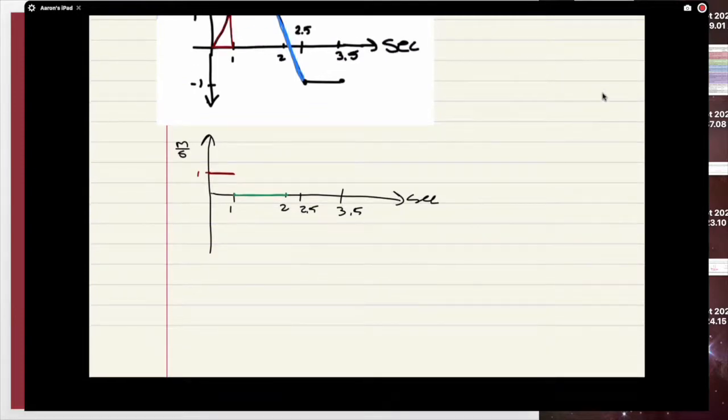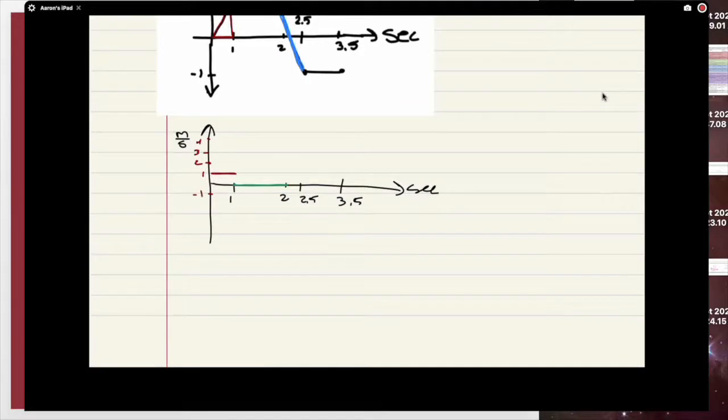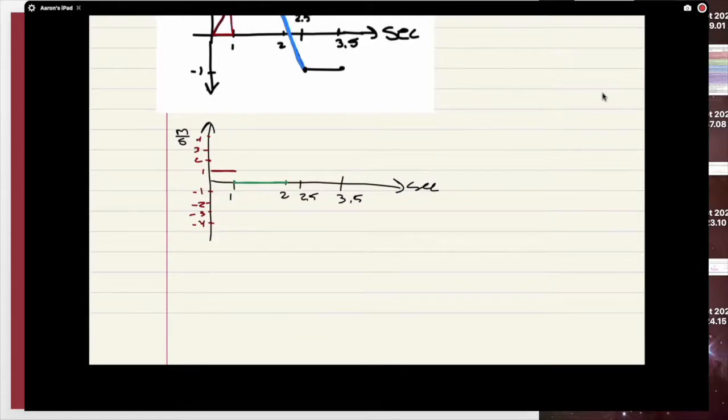So in that case, let's see, if that was 1, I shouldn't have separated this so far, if we want to be accurate. So let's call this 1. So then this is 2, 3, 4. So then this is -1, -2, -3, -4. So then it looks like it drops down to -4 at this point.